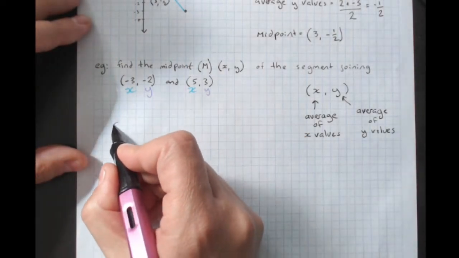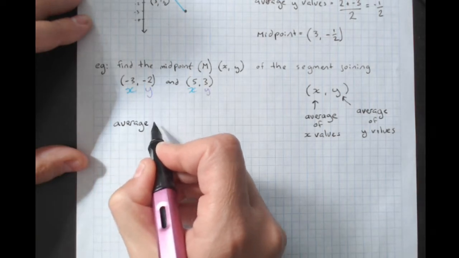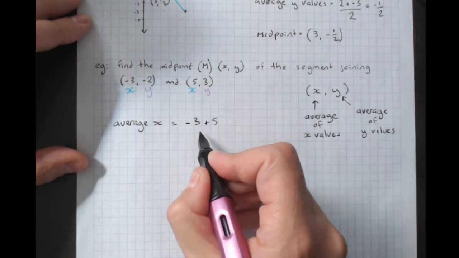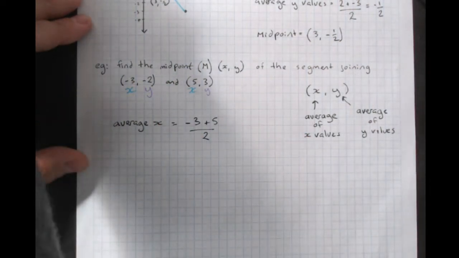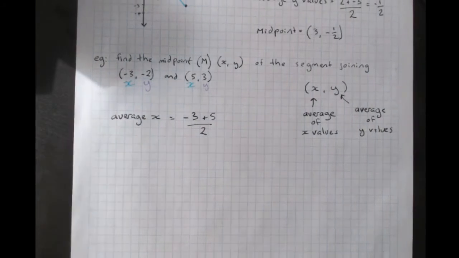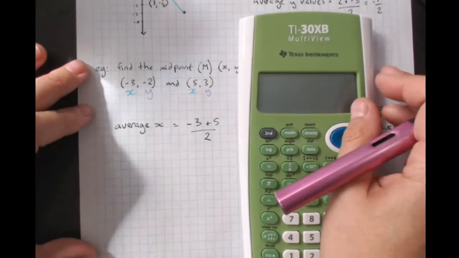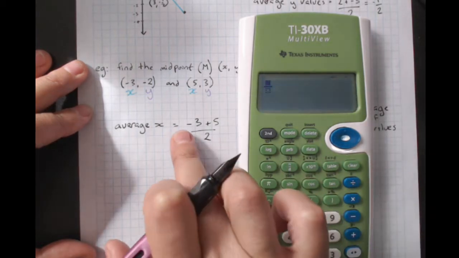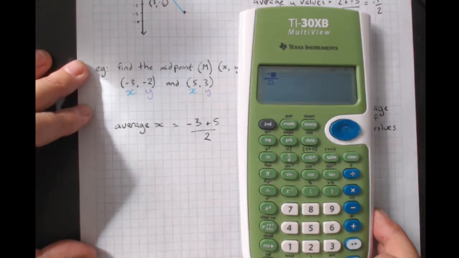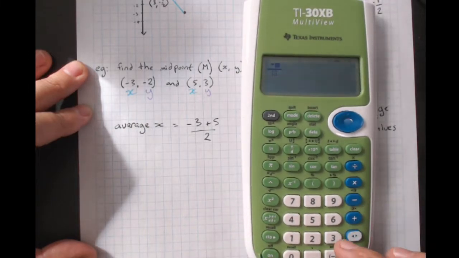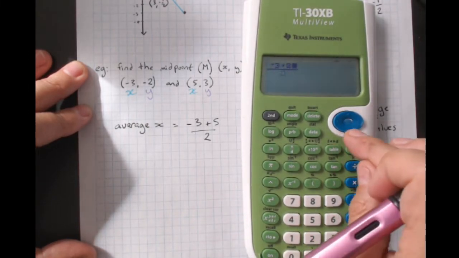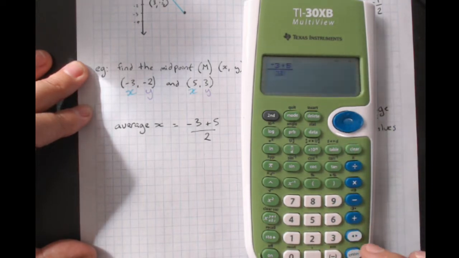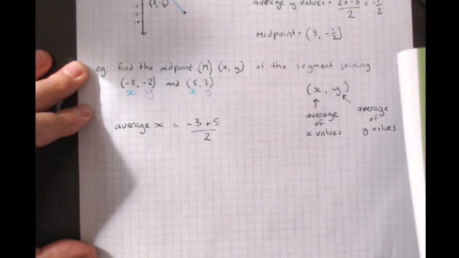So, average the x, -3 plus 5 divided by 2. And if you're feeling a little uncertain with the negatives, you can just use your calculator. We've got a fraction, negative, using the negative key, 3 plus 2, plus 5 divided by 2. Oh, and I've got 1.